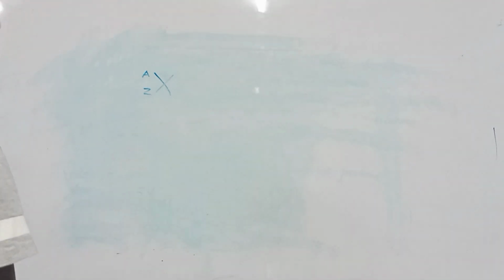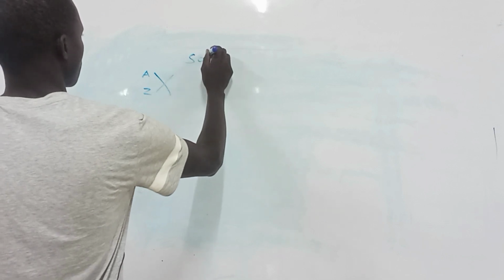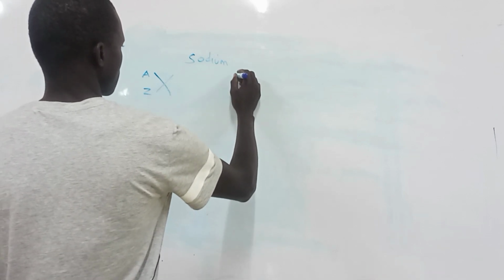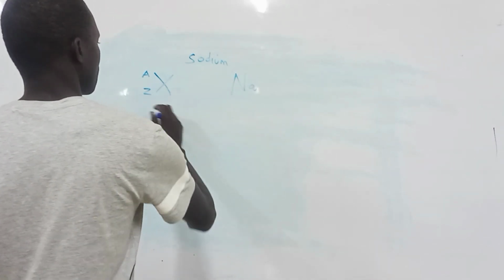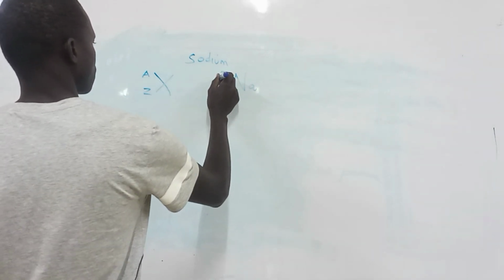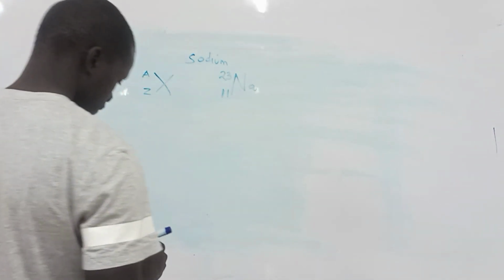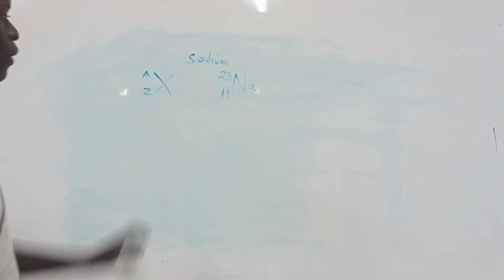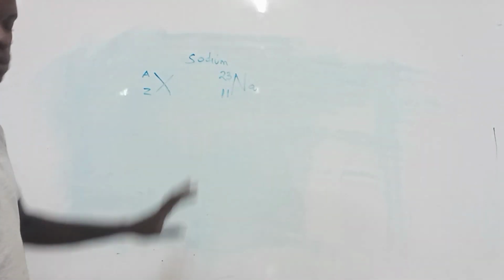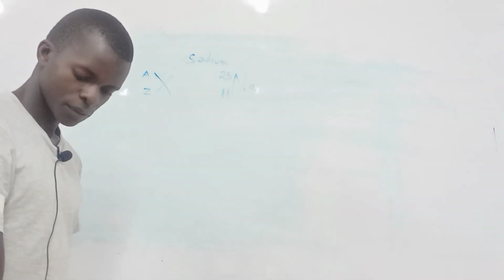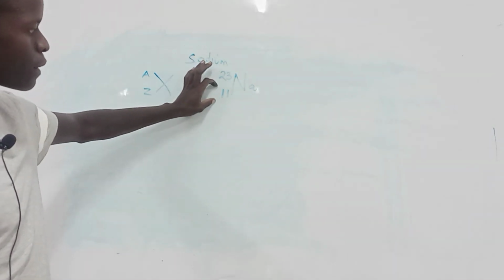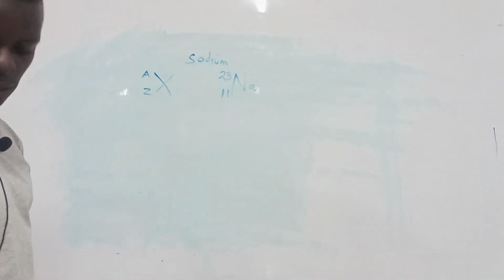For example, when we are given sodium, the symbol is Na. The atomic number is 11. Mass number is 23. This is the symbol of sodium, having the mass number and the atomic number. The one on top is the mass number, the superscript, and the one at the bottom is the subscript, which is the atomic number.